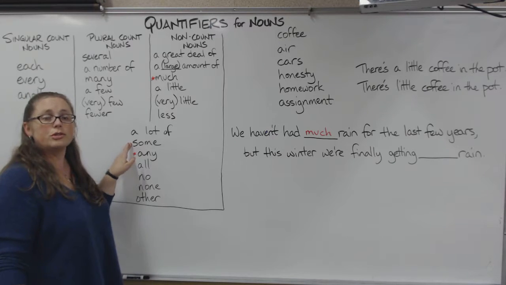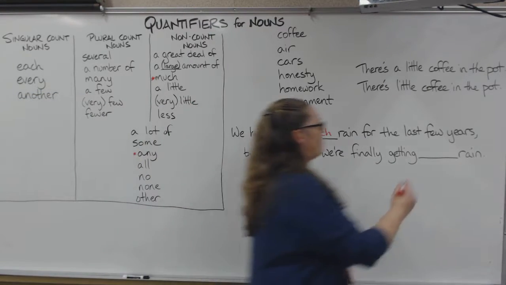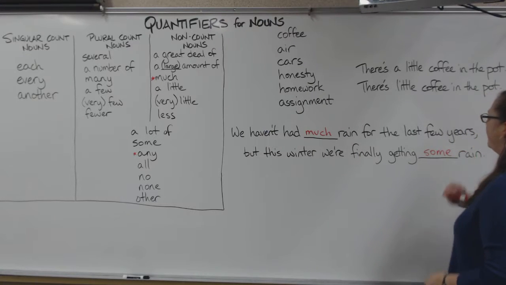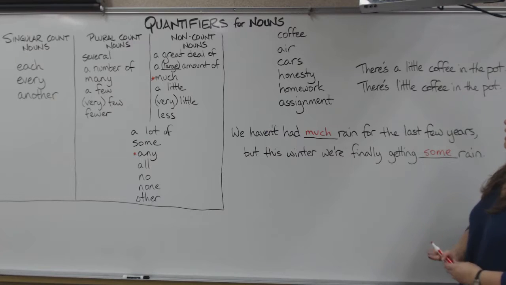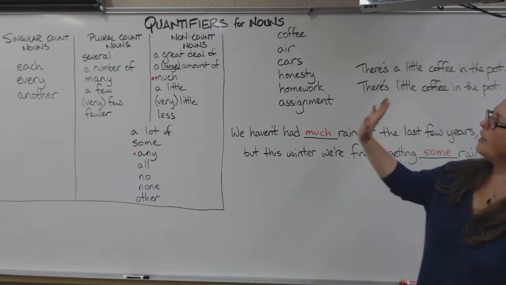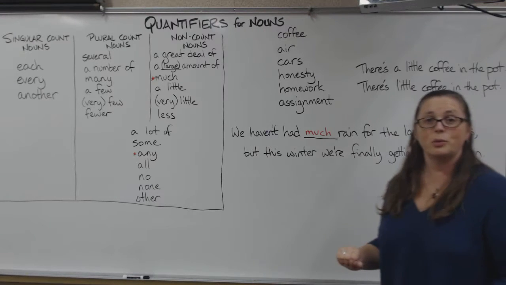Otherwise, you could use some. We're finally getting some rain. That's probably the most common for this one, I would say. But again, other possibilities, a great deal of rain, a large amount of rain, a lot of rain, some rain. Okay, so these are the quantifiers that you want to keep in mind and to practice with your nouns.